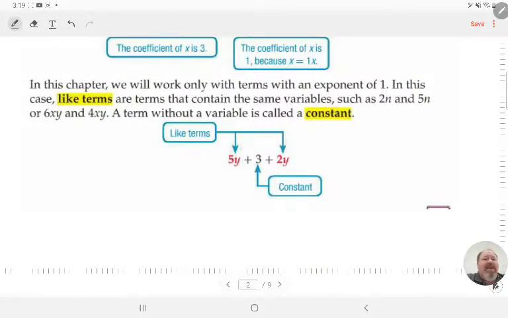So in this case, we have 5y and 2y. Those would be like terms. They have the same variable. And 3 would be a constant. It has no variable, so it's just a constant.